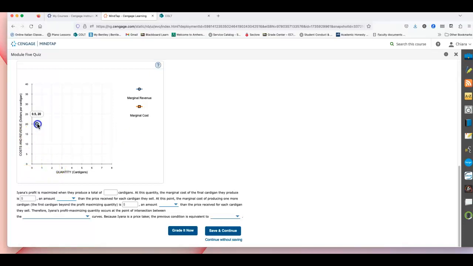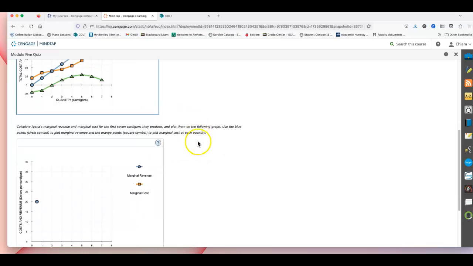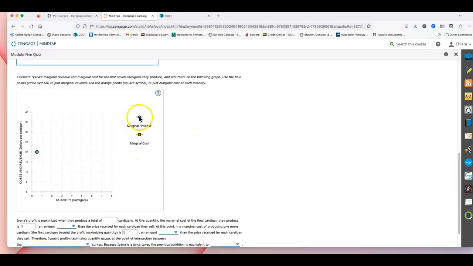And so we're going to put the dot between at 0.5 because it's the marginal revenue of going from 0 quantity to 1 in the middle. And that change is $20. The second point is going from 1 cardigan to 2 cardigans. So we go from 20 to 40. That's another change of 20, right? So our marginal revenue again is going to be 20 and 0.5.